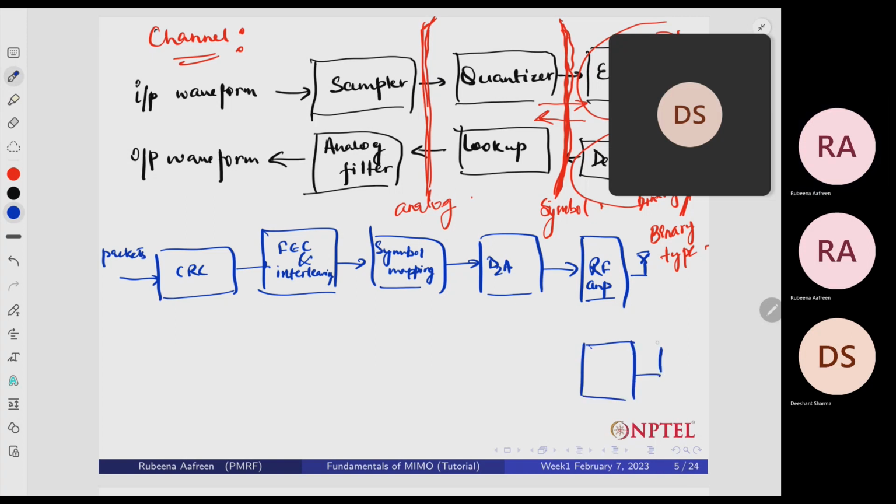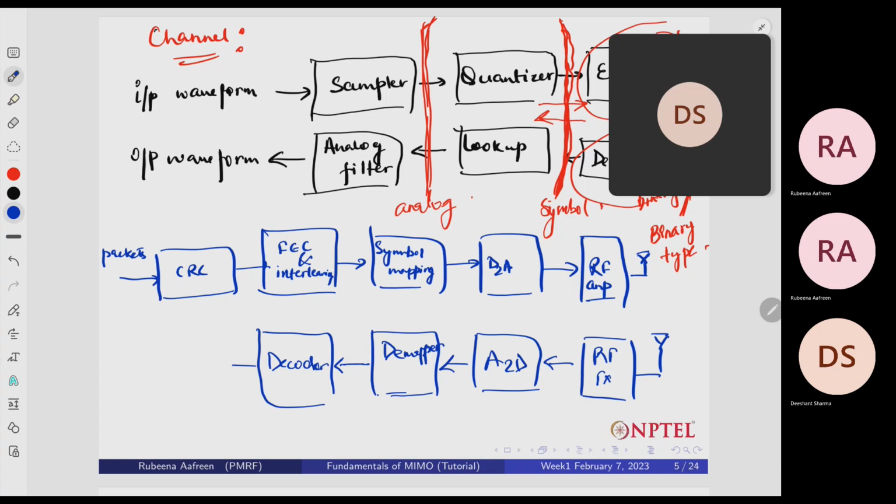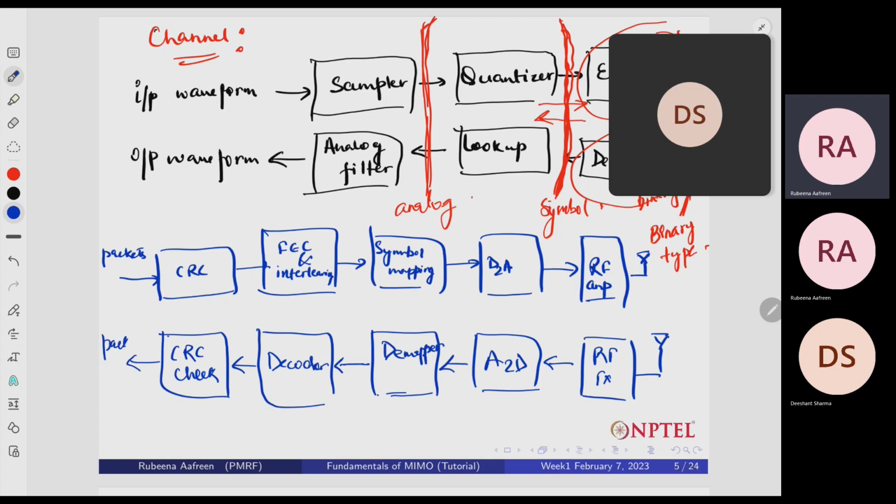At the receiver, this is received, and then this is RF receiver. Then the opposite will happen, analog to digital. We're not going into the details, but this will give you a basic idea of how we are defining the channels. Then here the decoder will be there. Again here, CRC check, and packets are received.